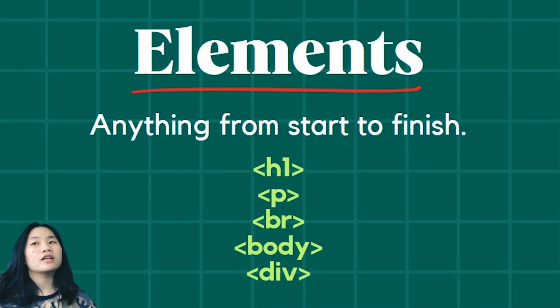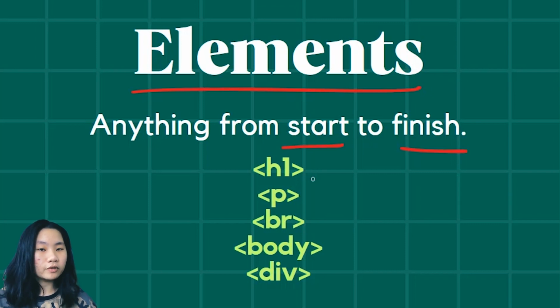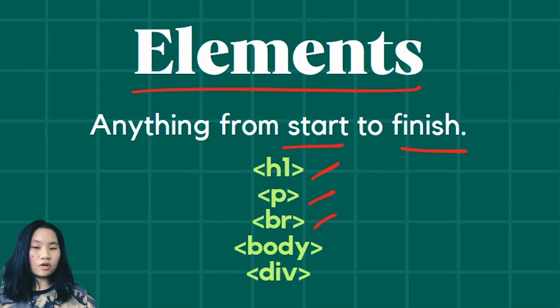So elements are anything that you include inside of your file from start to finish. For example, H1, the heading, P, paragraph, BR is a break line, is an empty tag, so you don't need to have an end tag for it. You use it inside of a paragraph, for example, like the P tag, to go to a new line as you type, because you don't want the user to see like a whole chunk of text.